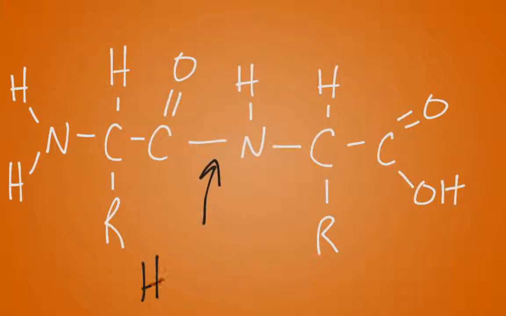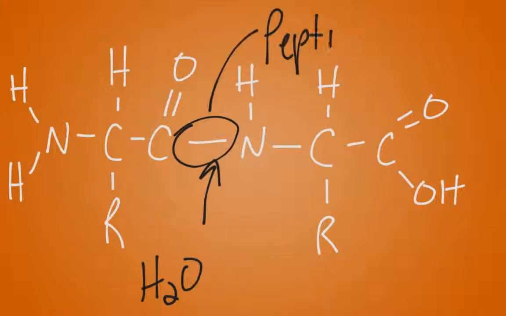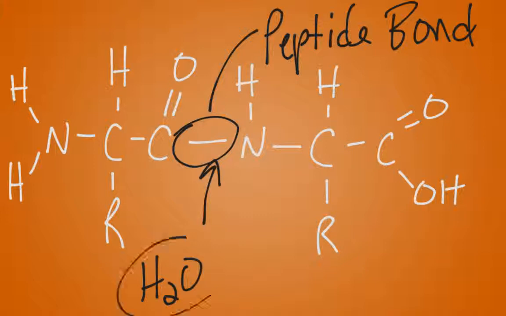So we removed water, so this water's still hanging out around here. We took that water out and we created this bond. And if you will recall, we call that a peptide bond because it is between two amino acids. And so this is dehydration synthesis. We removed a water, and in so removing this water, we linked two molecules together.